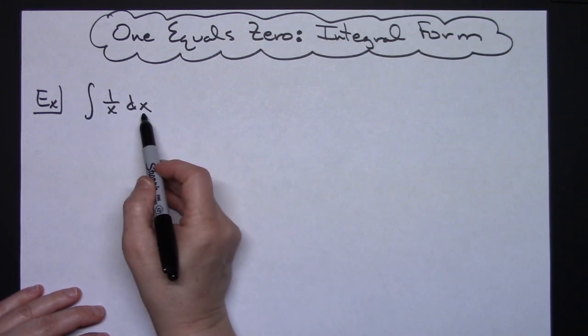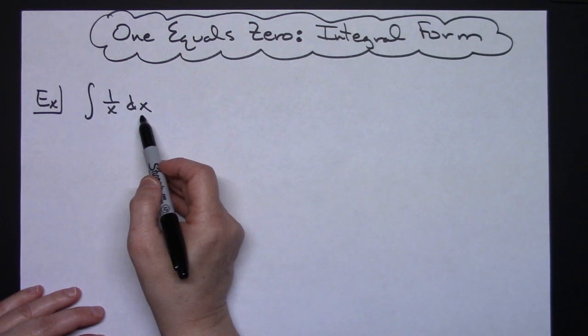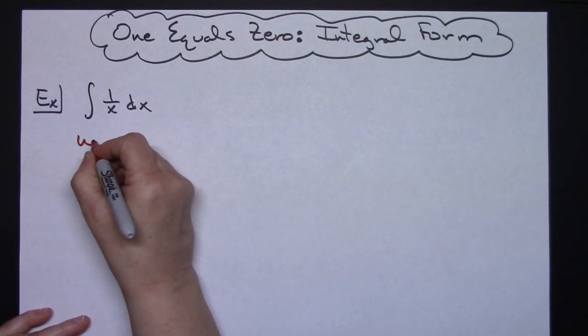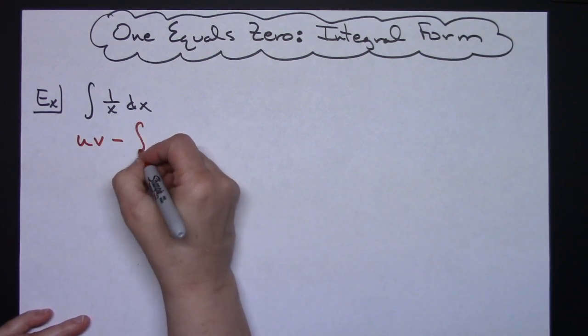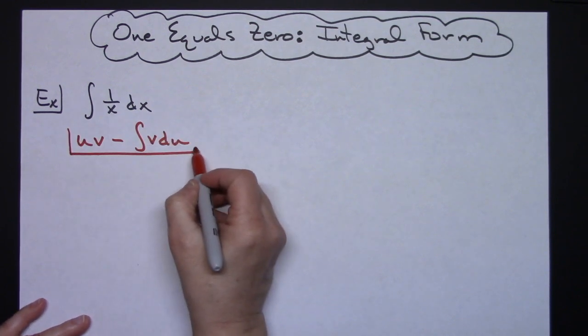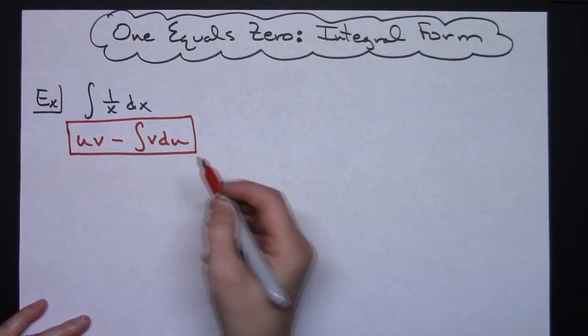Alright, so first off here, I'm going to want to use integration by parts. So our integration by parts formula is uv minus the integral of v du. So we're going to be using this integration by parts formula to go ahead and integrate this.